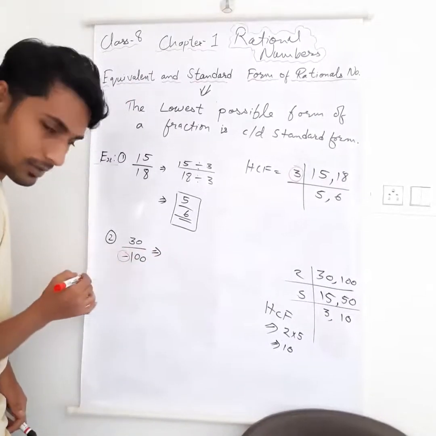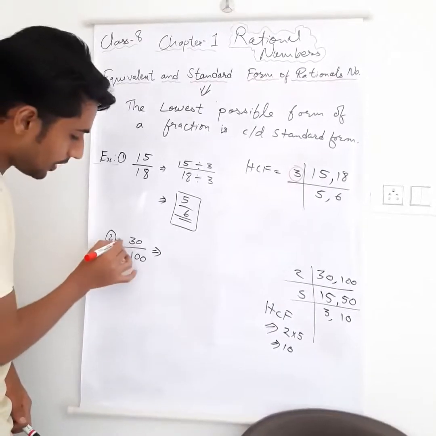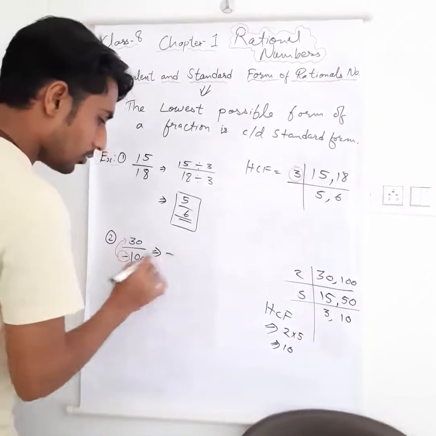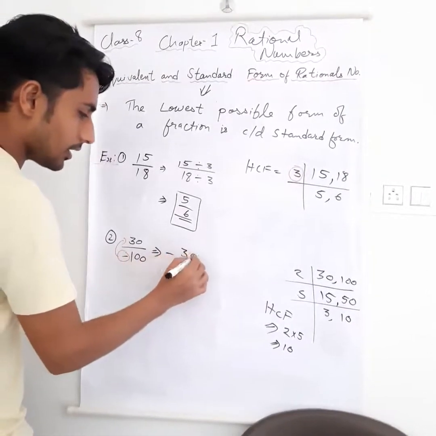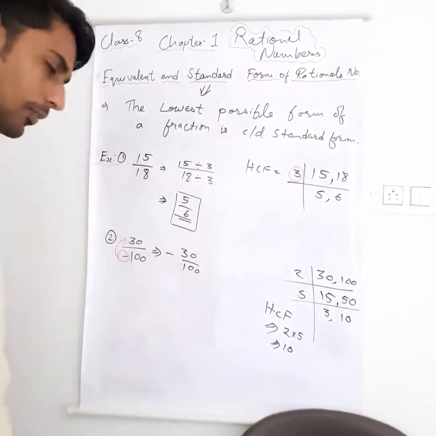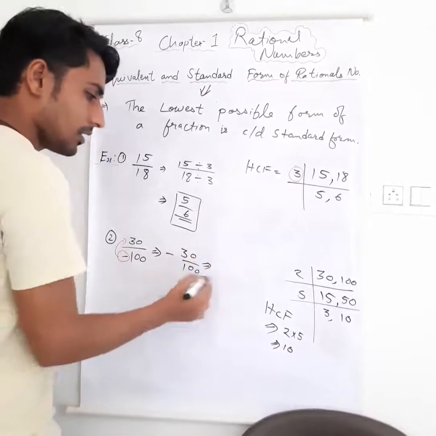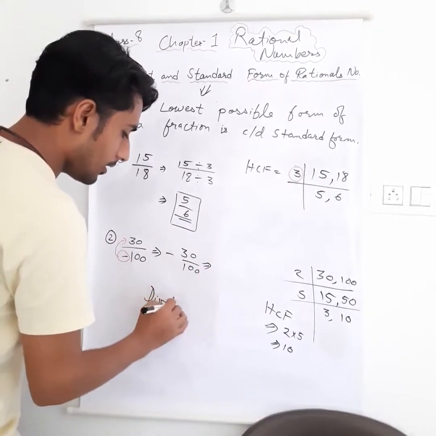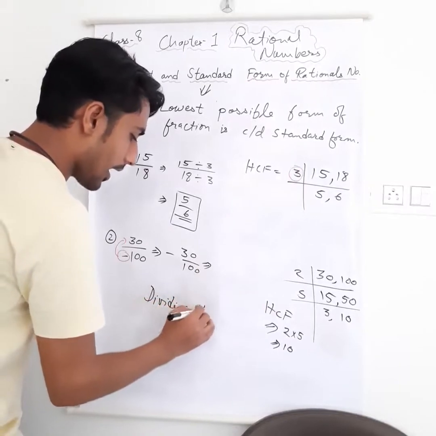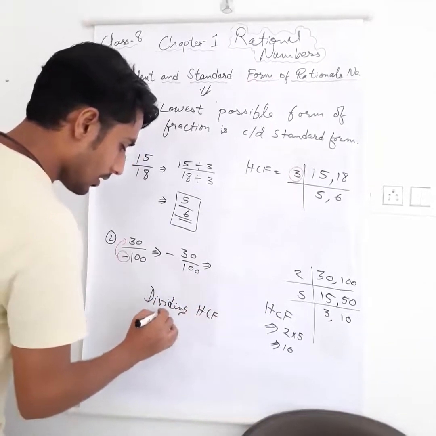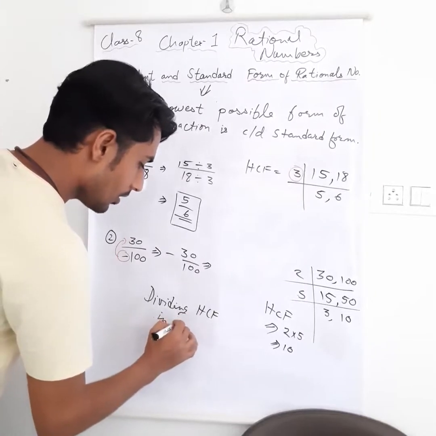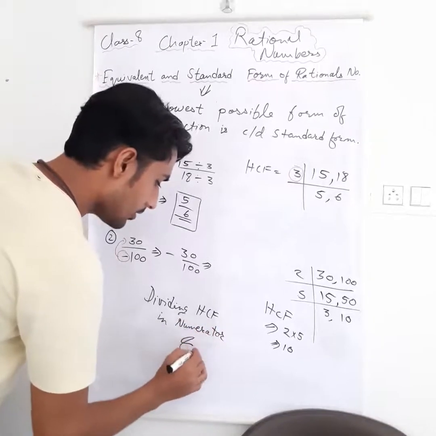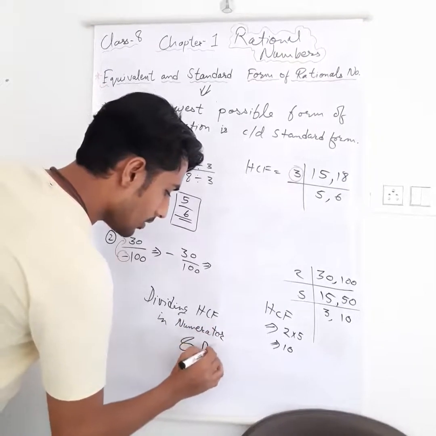Before dividing by 10, do one thing. This minus sign which is in the denominator should be transferred to the numerator. You don't have to do anything, just write the minus sign in front, then 30 and 100. It is as simple as that. After this, we divide the numerator and denominator by the HCF.